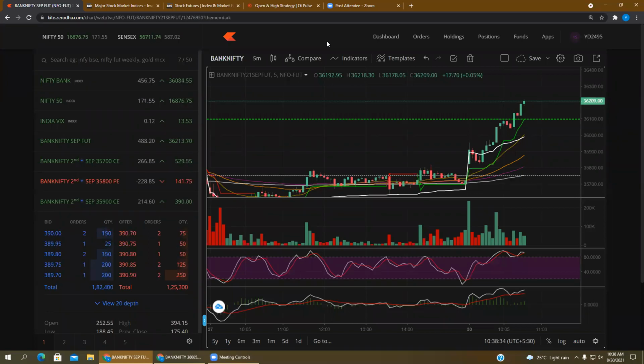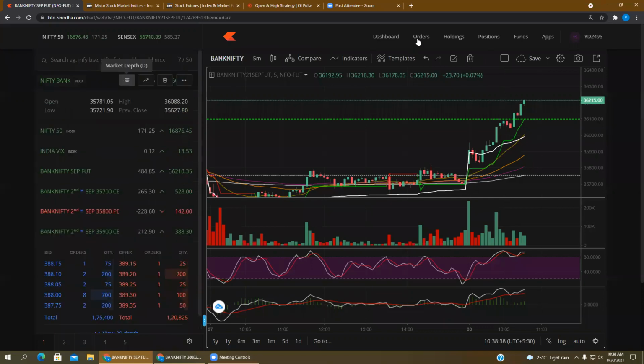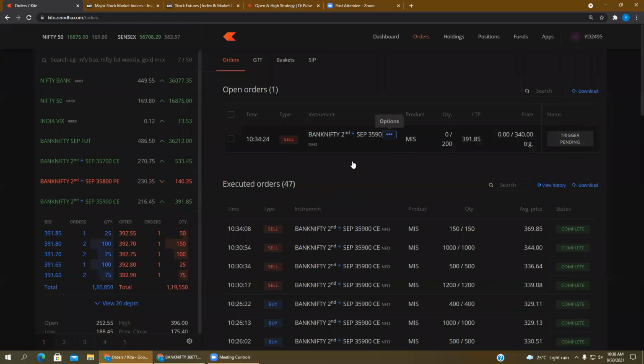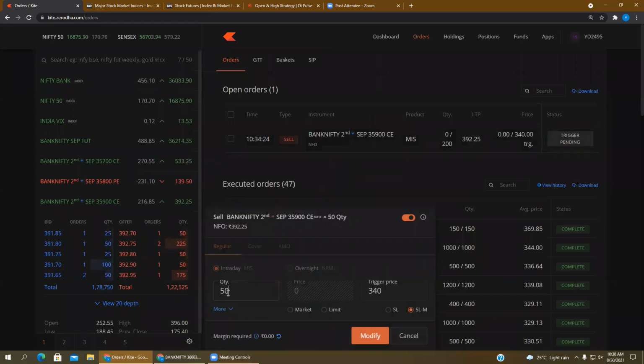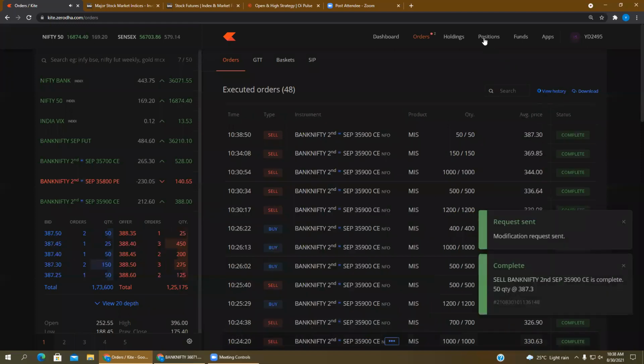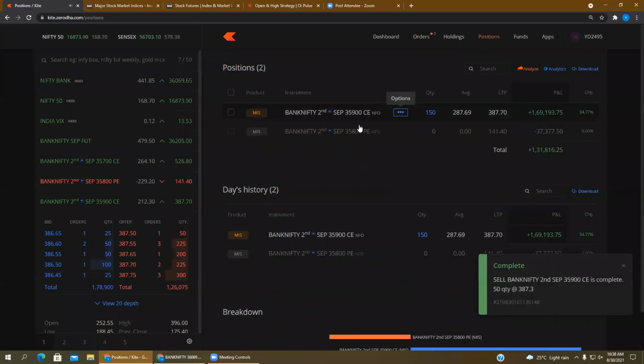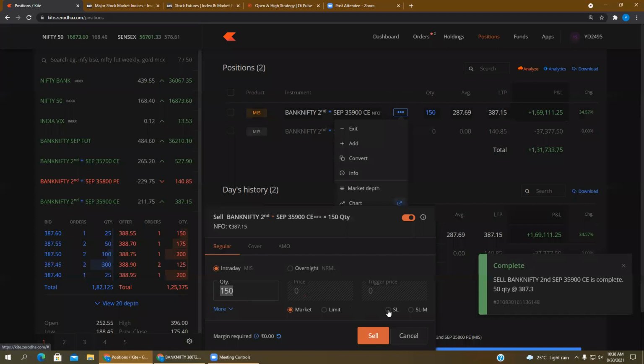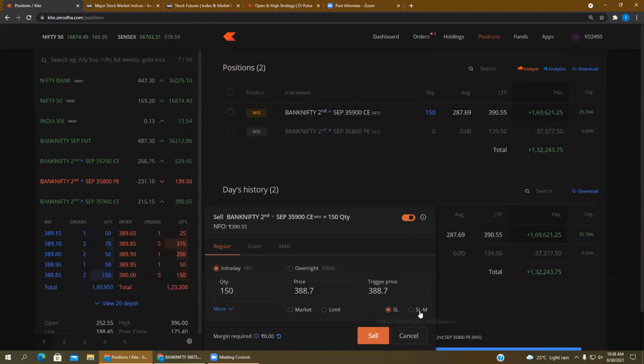Now what I'll do is, let's say if spot touches 36,100, I will reduce 50 quantity out of this. Okay. 50, that is 2 lots. I will reduce. These 2 lots I will reduce here, 387. Okay. Now 150, I'll again keep. Again, the stop loss is going to be the same. 340. Okay.